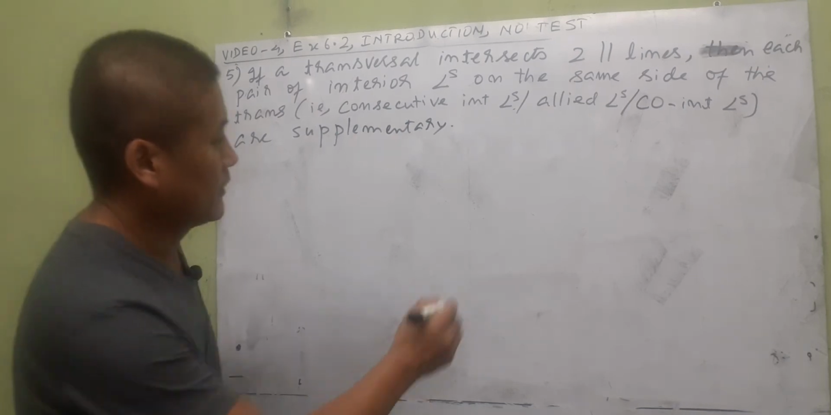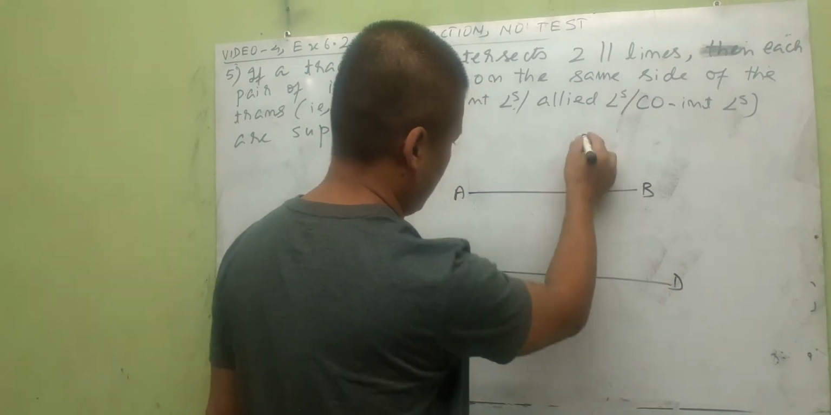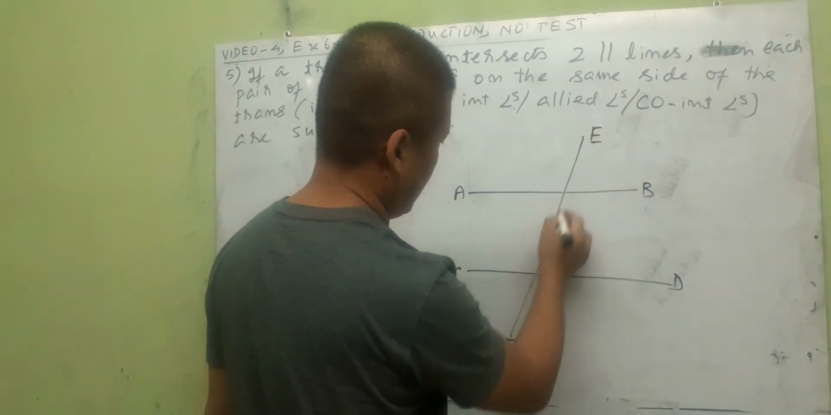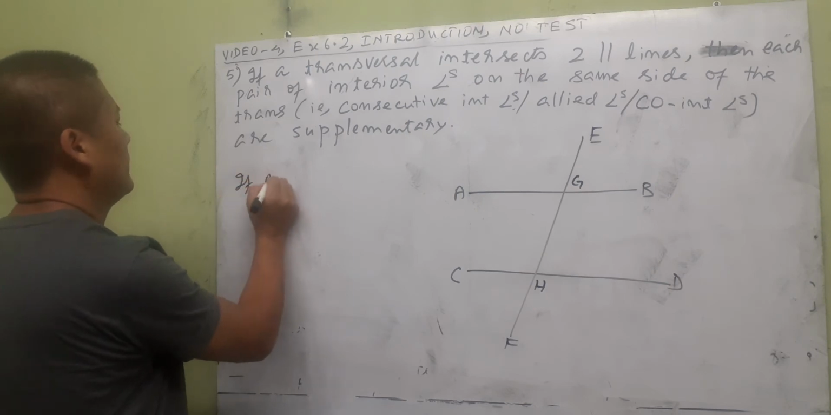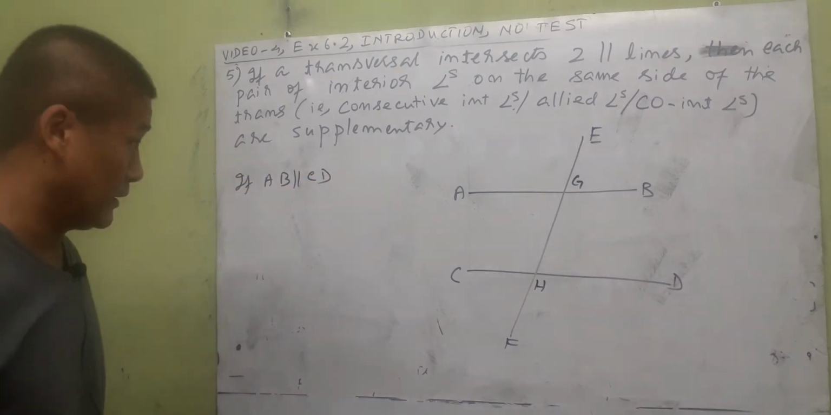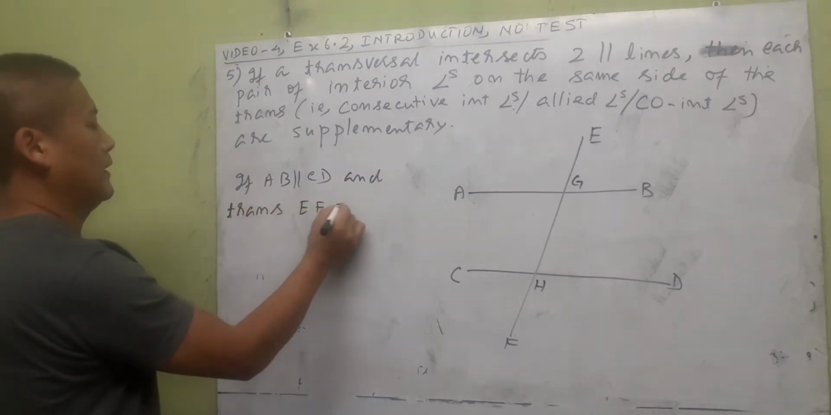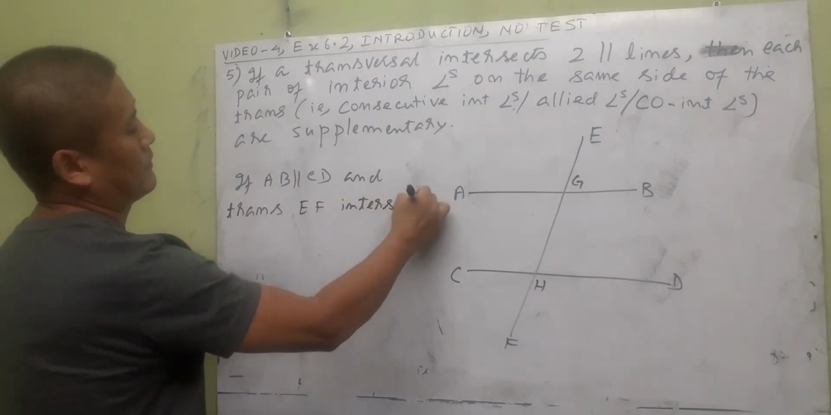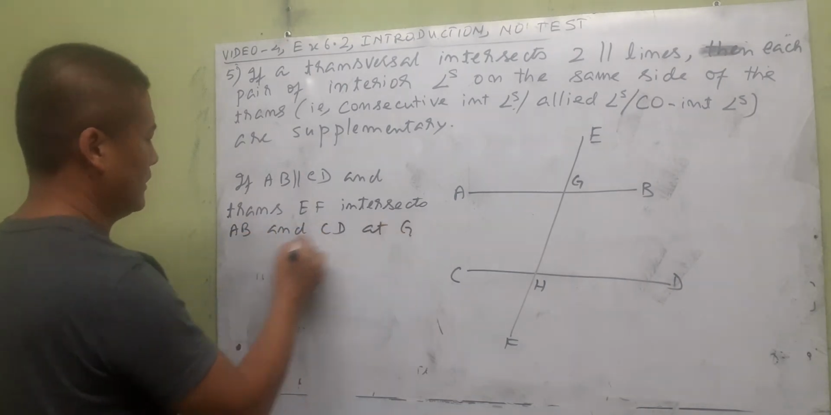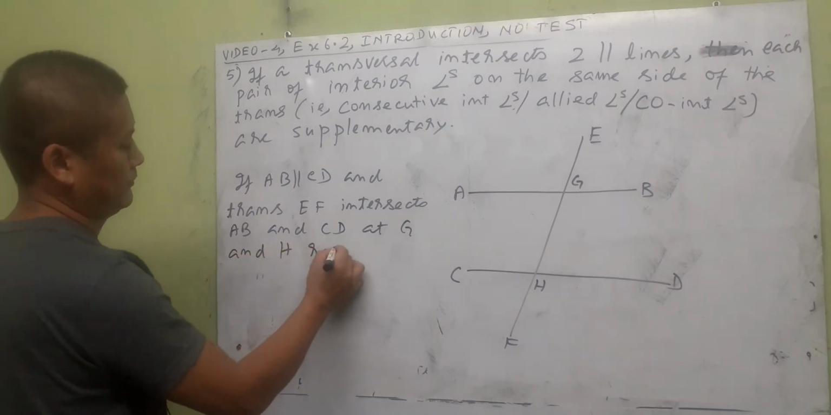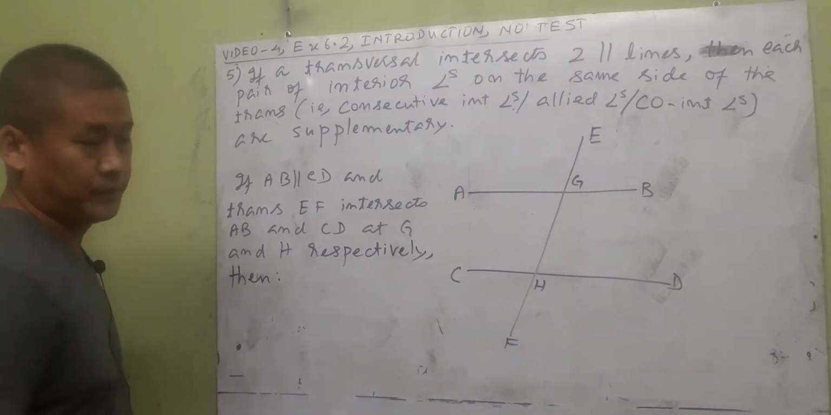So here, what does this mean? Let us draw the diagram to understand. There are two lines which are parallel, let's say AB and CD, cut by a transversal EF at G and H. The two lines must be parallel, and the transversal EF intersects AB and CD at G and H respectively. Then what happens is this, look here.